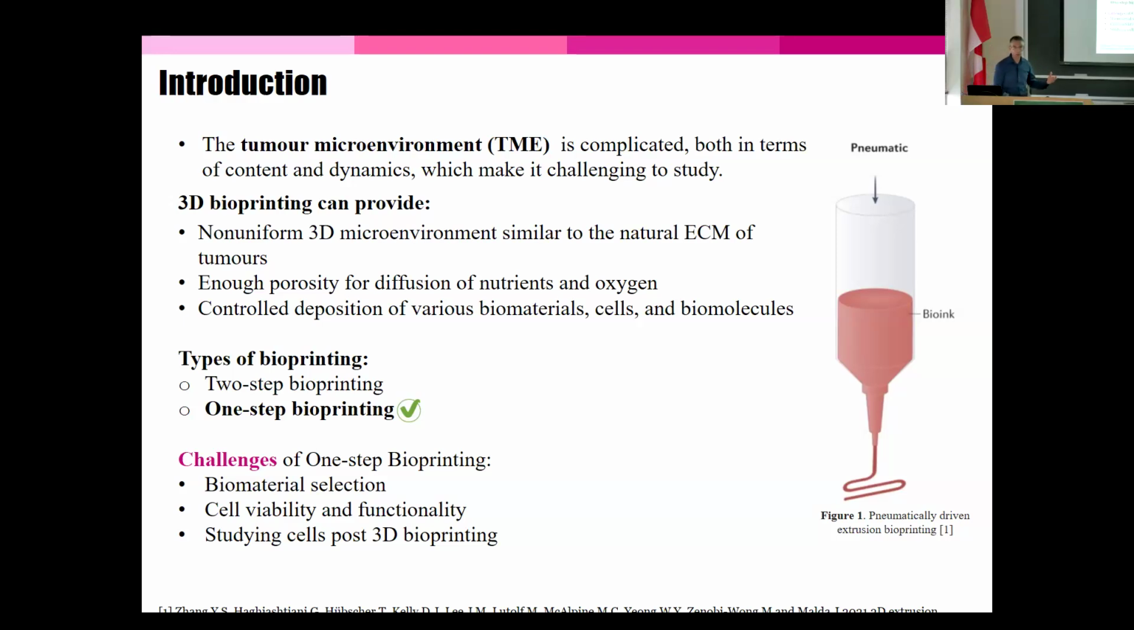The idea, as I mentioned, is that we take samples from patients, we grow them this way in the lab, and then try different drugs and see which one is going to work for the given patient. So that's the ultimate goal.